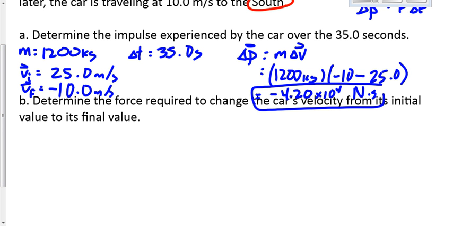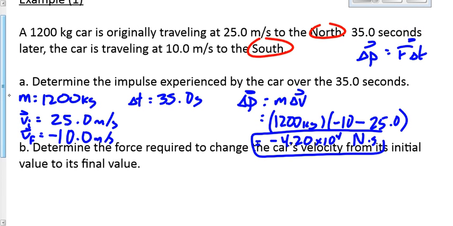Let's do B then, we'll take a break here. B says, determine the force required to change the car's velocity from its initial value to its final value. The force. Listen, there was no question in question A that we're going to do impulse, right? Because it said, what's the impulse? It doesn't mean the question is easy, but it doesn't take rocket scientists to figure out that we're going to use impulse when the question says, what's the impulse?